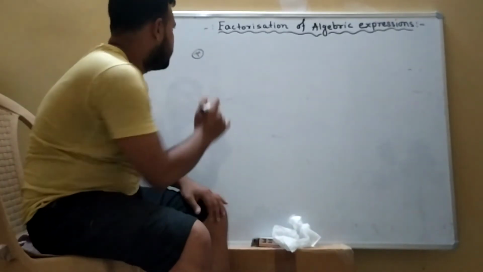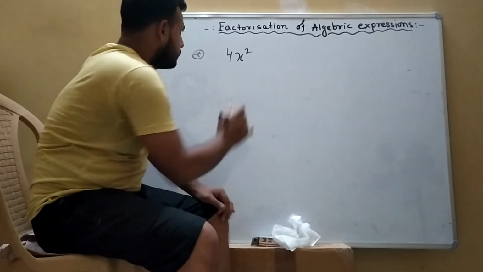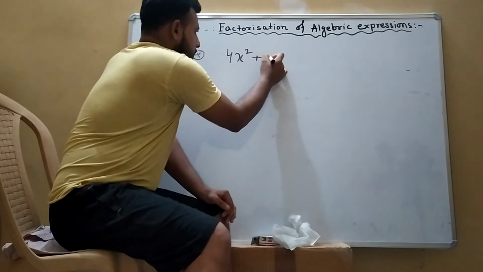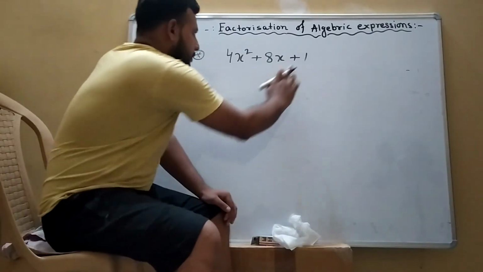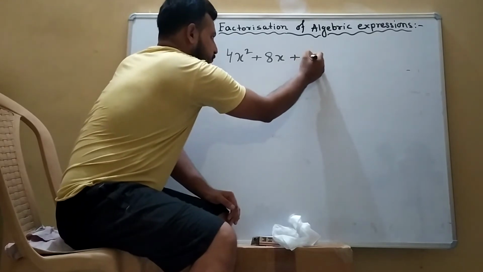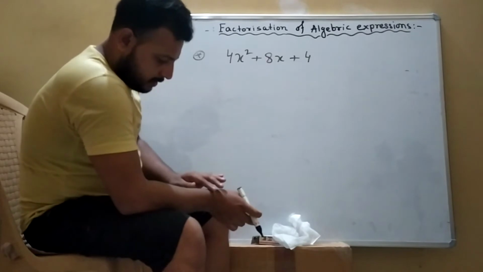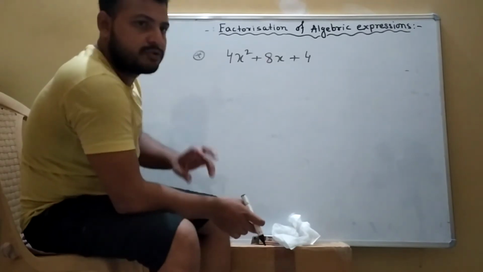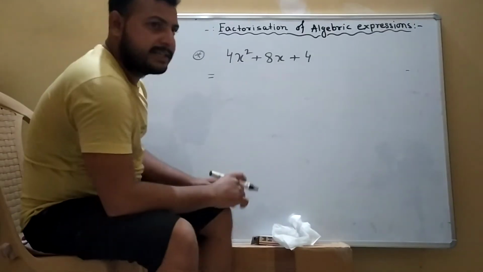First example we will see: 4x square plus 8x plus 4, I am taking here. Now see this. Remember the order. You shouldn't leave the order. So we will try to factorize this.